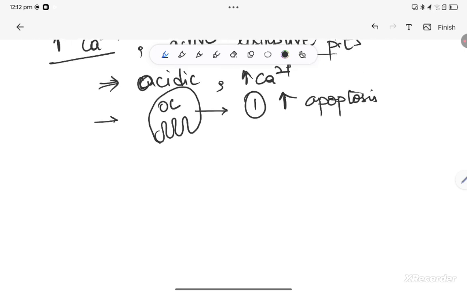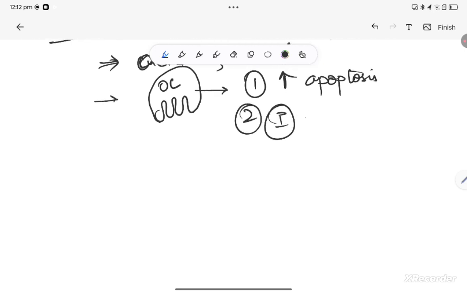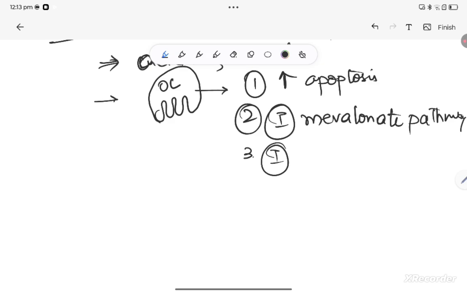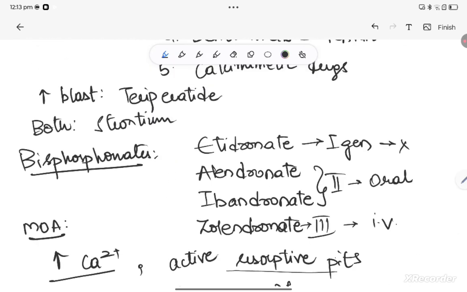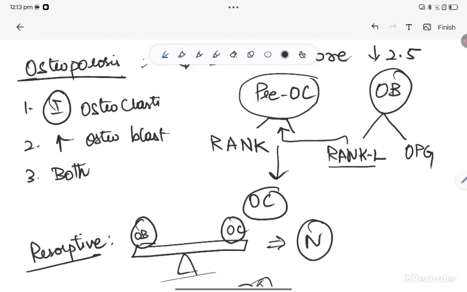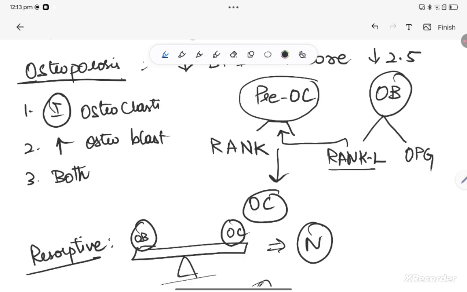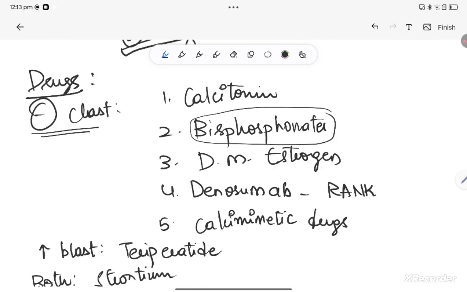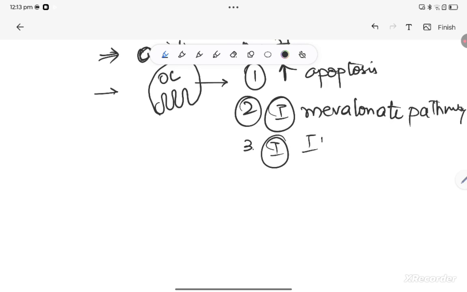Second thing is, they inhibit the mevalonate pathway in osteoclasts. What is the mevalonate pathway? Basically, it is a pathway for cholesterol. Cholesterol is very important for the cell membrane. Once the cell membrane is not there, osteoclastic integrity is gone. And thirdly, for the activation of osteoclasts, it's not just RANK which is important, but also interleukins, which we have spoken about here. So bisphosphonates will also inhibit interleukin expression. Because of these three, bisphosphonates inhibit osteoclasts. So osteoclastic action is gone.